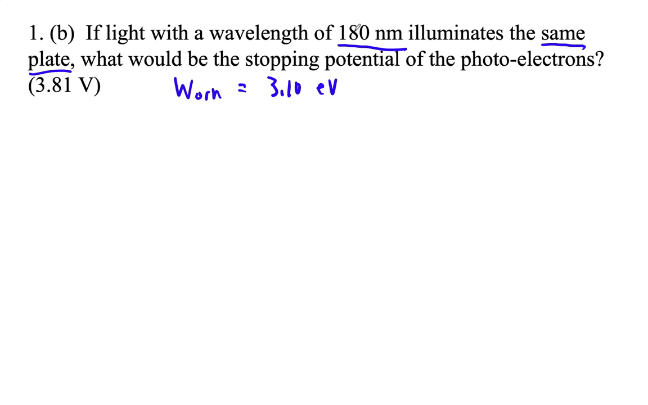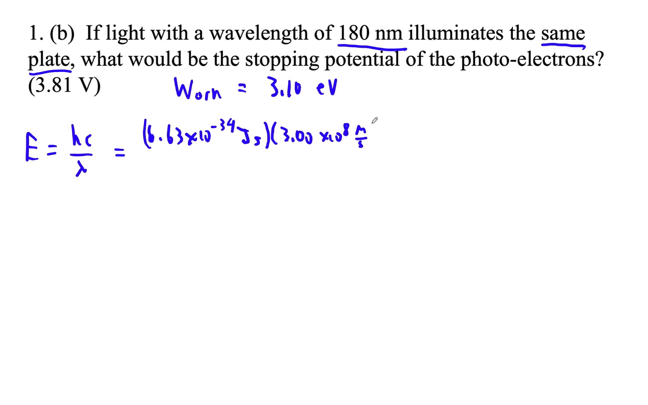So the first step here is let's figure out the energy that this thing has. And we've got to do it in electron volts. So E is hc over lambda. So that's going to be 6.63 times 10 to the minus 34th, and that's joule seconds, times 3.00 times 10 to the 8th meters per second, divided by 180 nanometers, 10 to the minus 9th meters. Nano. All right, so what is that?